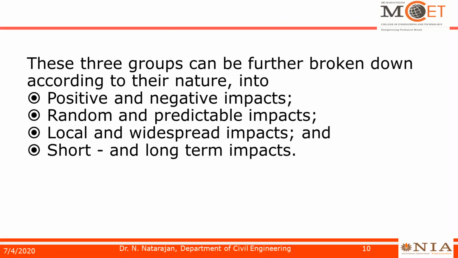So these three groups can be further broken down according to their nature. It can be positive or negative. A positive impact is something which gives a benefit to the people. For example, employability, or the aesthetics of the area being enhanced. That is all positive impact. Negative impacts we have seen a lot of: degradation of the air, degradation of the water, degradation of the land. Then random and predictable. A predictable impact is something which you can predict before it occurs. A random impact is something which we cannot predict, right?